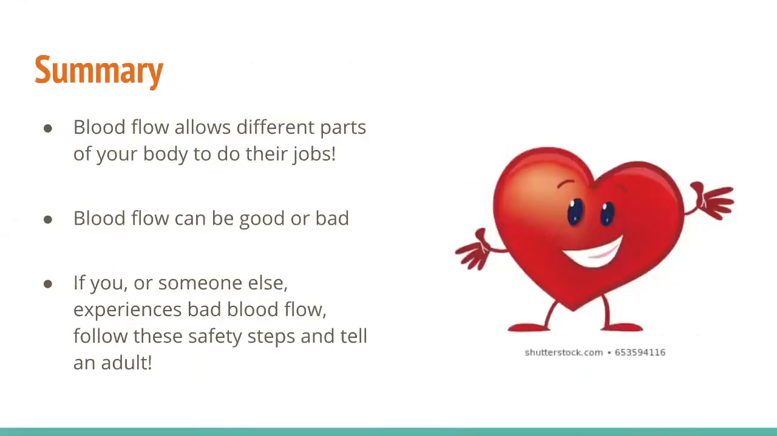All right. Now, Mike is going to review the information we just learned. So today we learned all about blood flow. Blood flow is important to allow different parts of your body to get the blood necessary in order for them to do their job. Blood travels all around your body to your arms, your feet, and your brain. Blood flow can be good or bad. If it's good, it's fast and uninterrupted. If it's bad, it could be slow or interrupted. If you or someone else experiences bad blood flow, follow the safety steps you've learned today and tell an adult.